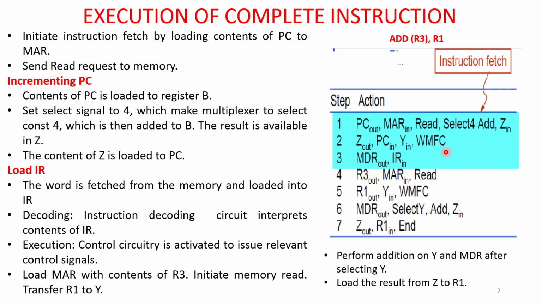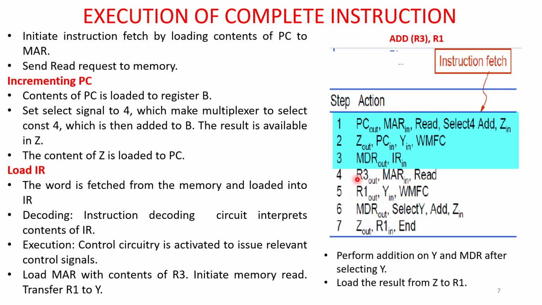Once the MFC is completed, the data at that address will be available in the MDR. So get the MDR value and store it in the IR. Whatever you have in the MDR, the instruction is loaded into the instruction register. Now check what the instruction is. Assume an instruction like this: get the value of R3, store it into MAR, read, get the value of R1, W in, MDR out, select Y.